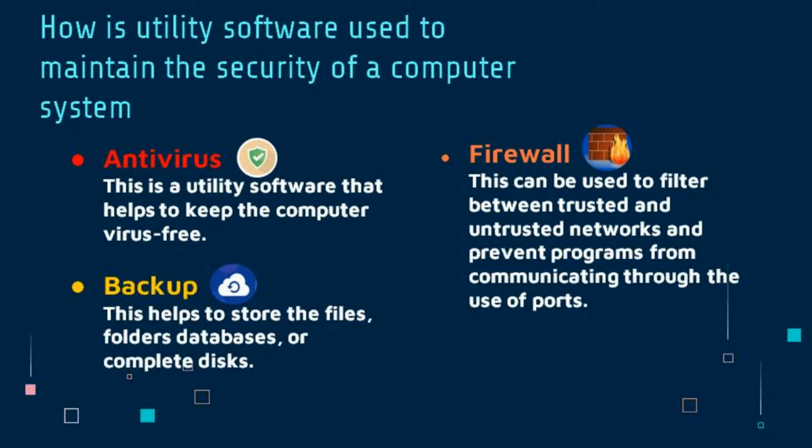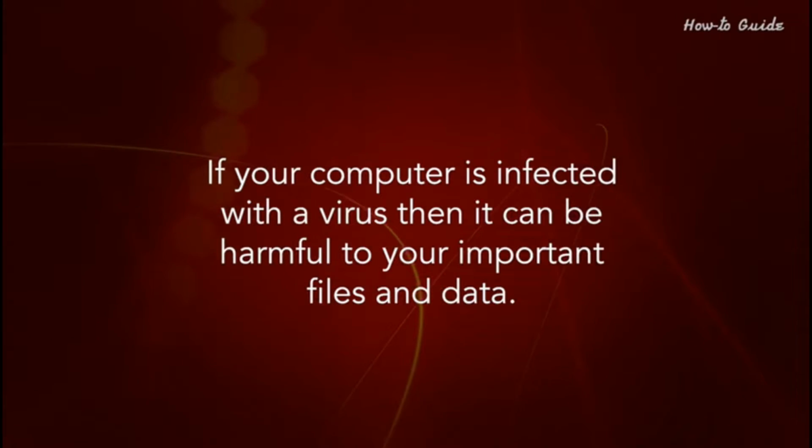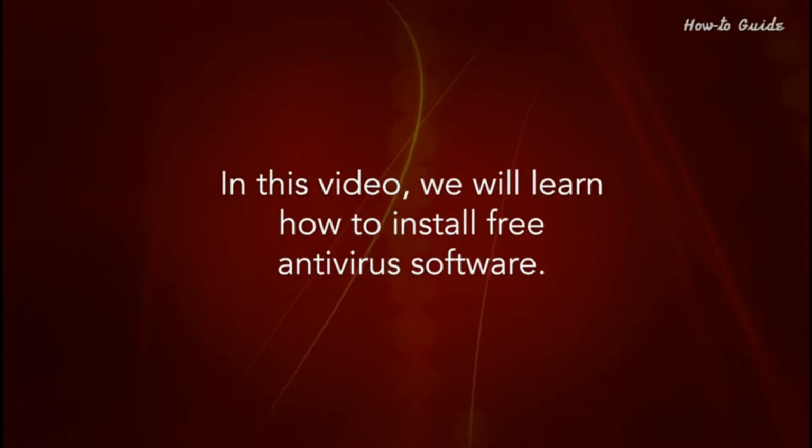Next, this is a video showing you how to install an antivirus software on your system. Install an antivirus. A virus can attack your PC from an email, USB drive, or by visiting an infected website. If your computer is infected with a virus, then it can be harmful to your important files and data. In this video, we will learn how to install free antivirus software. Let's jump into this tutorial.